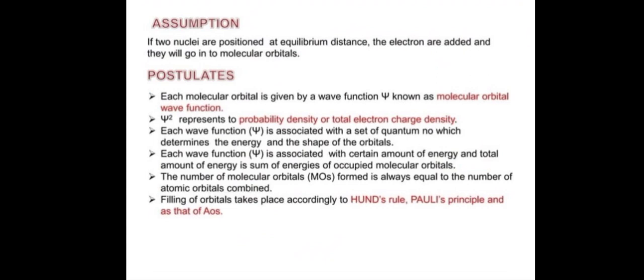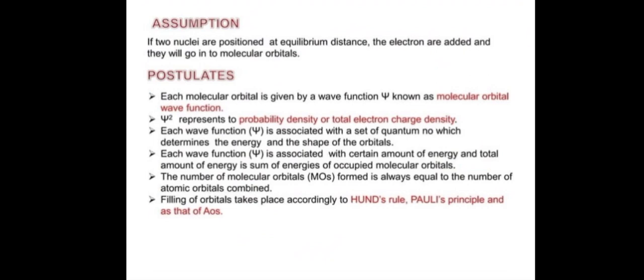So the second is Pauli's exclusion principle. Here, according to Pauli's exclusion principle, a maximum of 2 electrons can be present in any orbital with opposite spin. One is revolving clockwise, the other one is in the anti-clockwise direction.